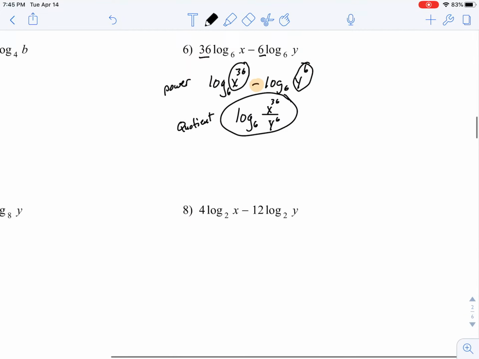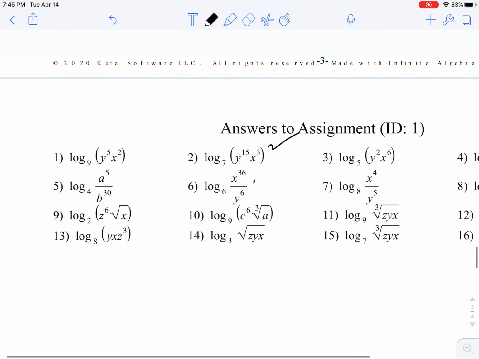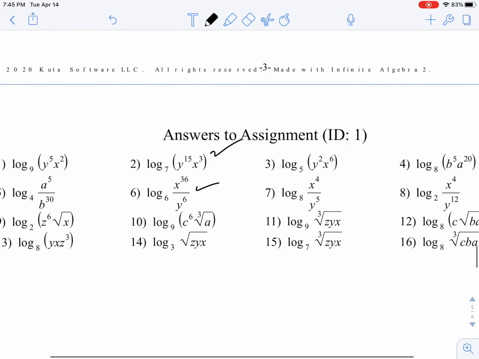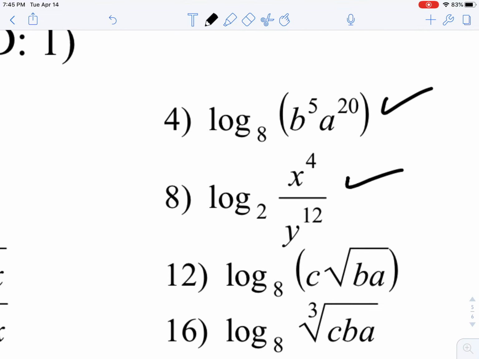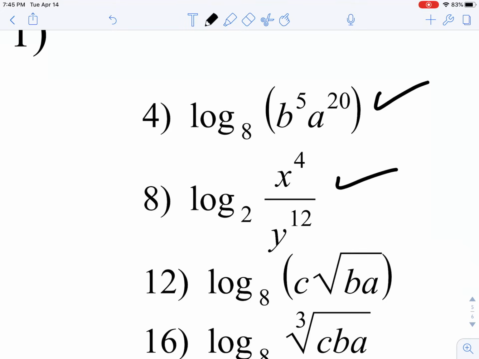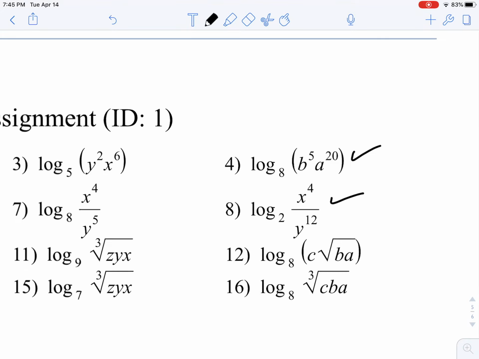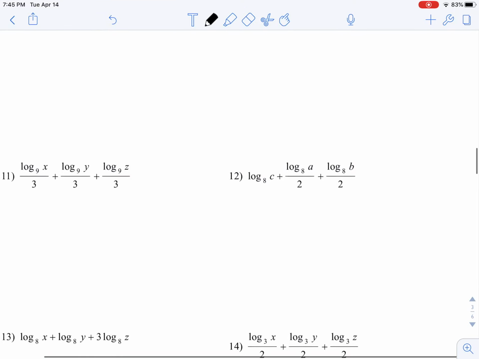Let me scroll down and check number 6. Yep, exactly right. And let's look at number 7. So number 7, here, put this in your temporary short-term memory. It's going to be log base 2 of x to the 4th over y to the 12th. Let's see if we can get there from here.